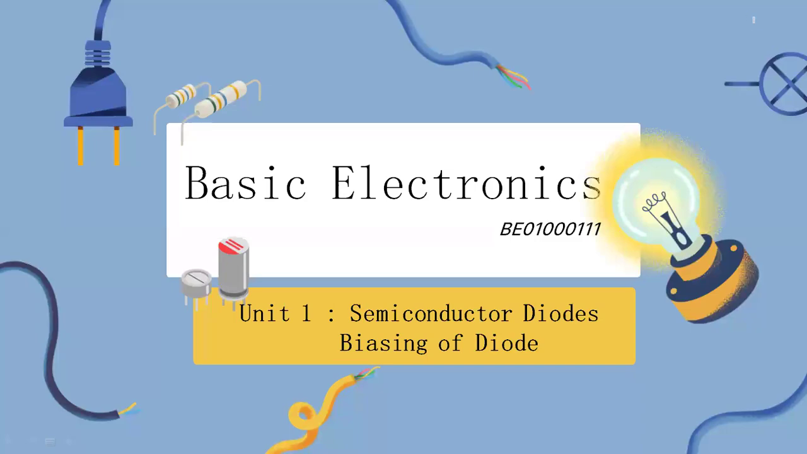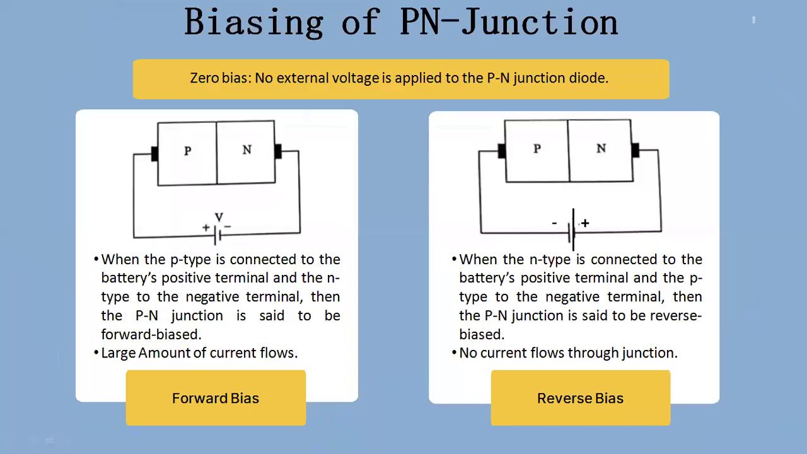Biasing of a diode. Biasing means whenever we are connecting our diode with some external voltage source. When no external voltage is applied to your PN junction diode, it is called zero bias.